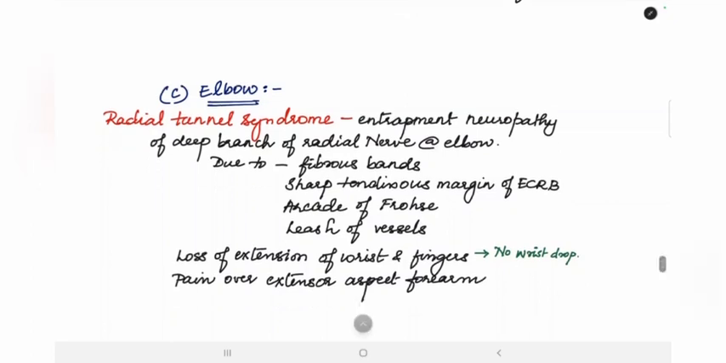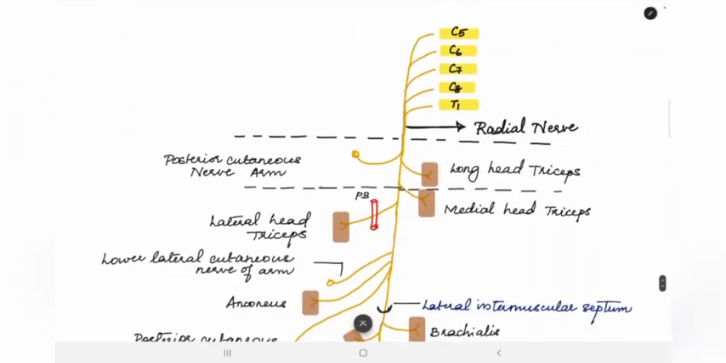Now let's have a quick run through the course of the radial nerve and how to draw a diagram of the radial nerve if it comes for exam. First you have to mention all the roots from which it arises, C5 to T1, which form the radial nerve. Then this is the axilla. In the axilla it gives rise to the posterior cutaneous nerve of the arm, which is a sensory branch, and then two motor branches, one to the long head of triceps and the other to the medial head of triceps.